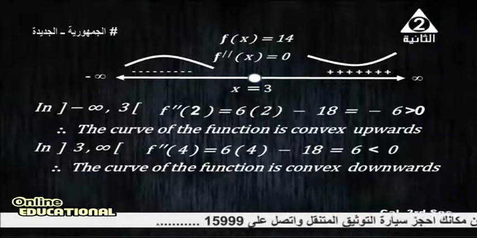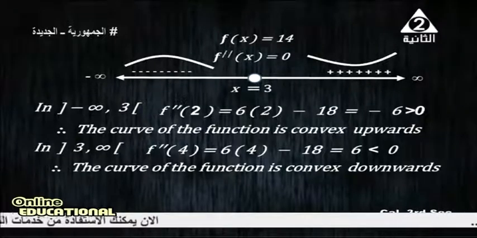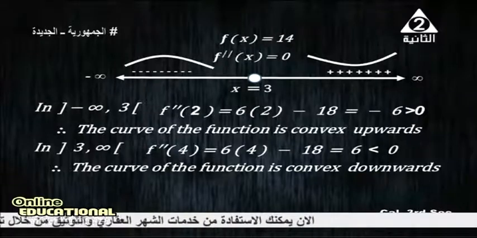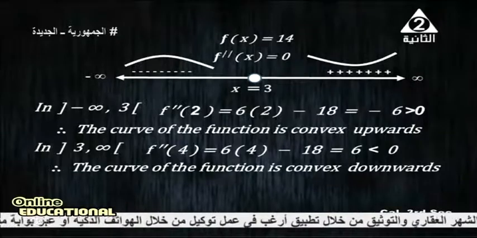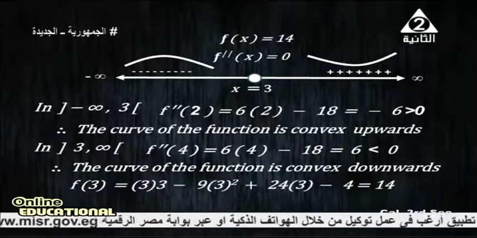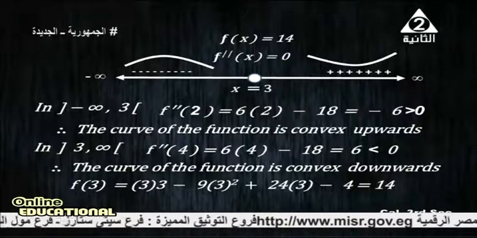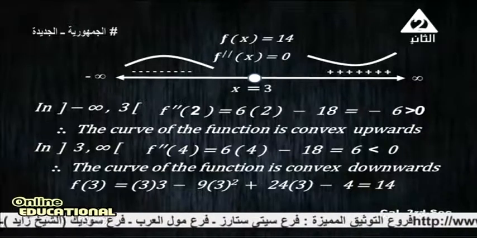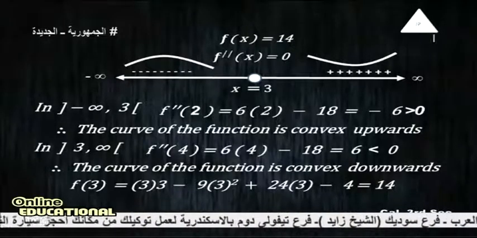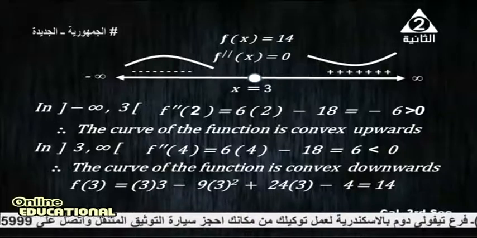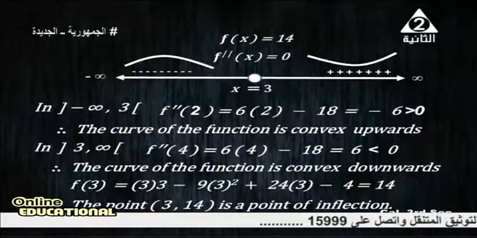Now we have an inflection point at x equals 3. What is the value of y, or f of 3? We can substitute in the original equation. F of x equals 3 power 3 minus 9 times 3 power 2 plus 24 times 3 minus 4. Then f of 3 equals 14. Then the point (3, 14) is a point of inflection.